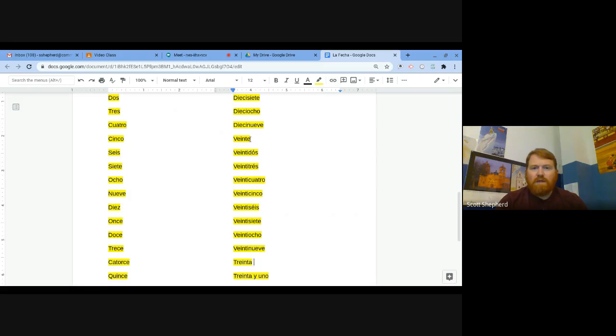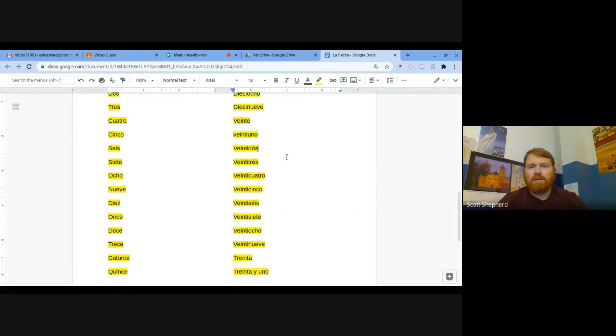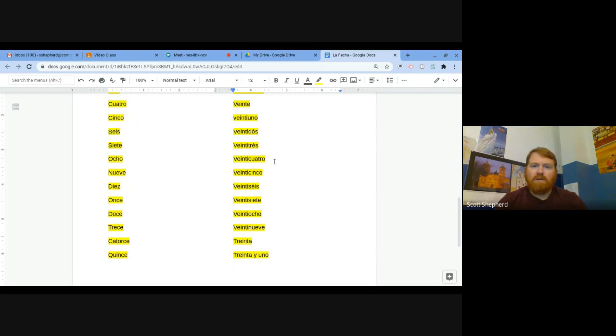Notice, the E changes to an I when you go to between 20, and I left out a number. There should be 21 right here. 21. That's 21. Then 22, 23, 24, 25, 26, 27, 28, 29, 30, y 31, all the way to 31. Some months have 31.